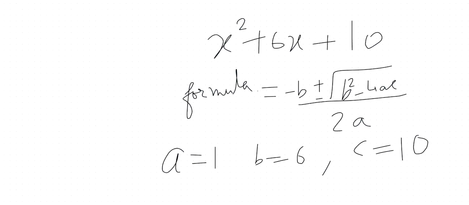All right, friends, so we have got this beautiful expression x square plus 6x plus 10. If you look at this expression, I'm going to compare it with the general form of quadratic ax square plus bx plus c. When you compare it with the general format, what you're going to get is the value of a, b, and c.